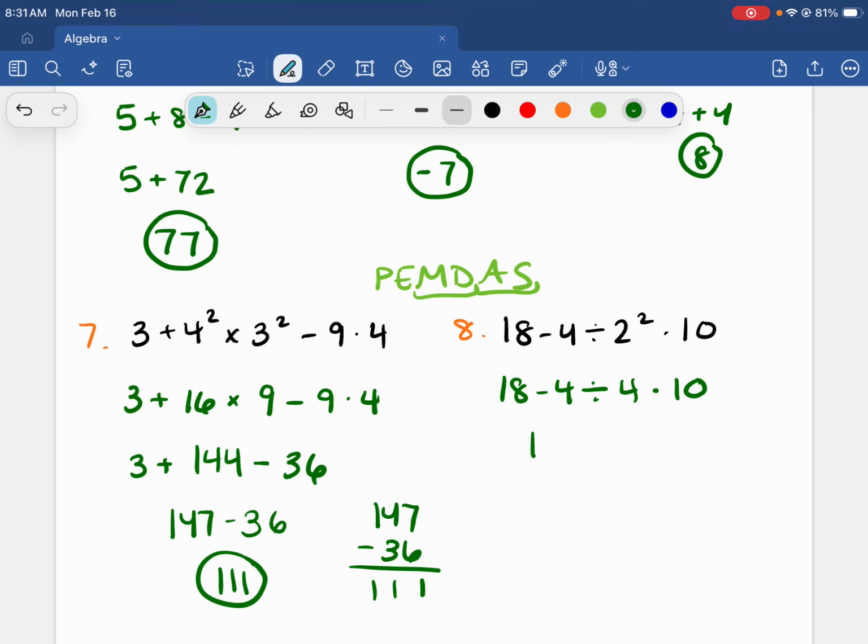So I have 18 minus 4 divided by 4 is 1, times 10. So I have to be careful. I don't want to do 18 minus 1 is 17 times 10. I want to do 1 times 10 first. So 18 minus 10. 18 minus 10 is 8. And that's it.